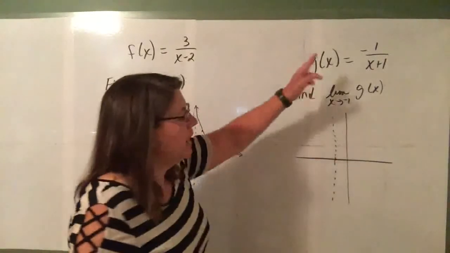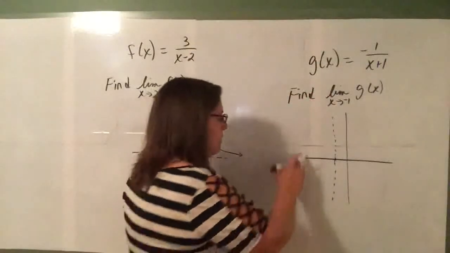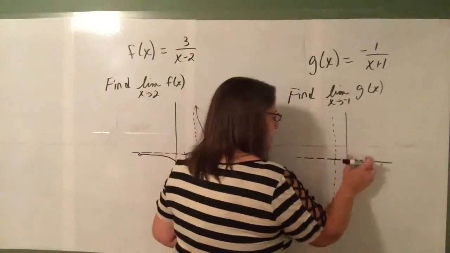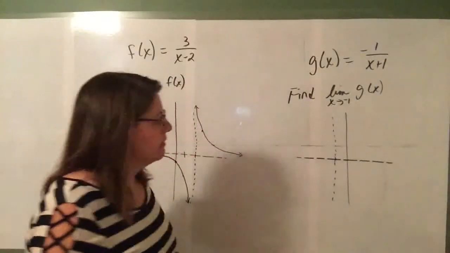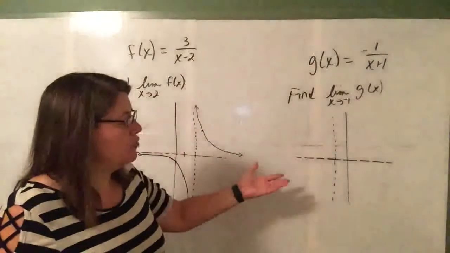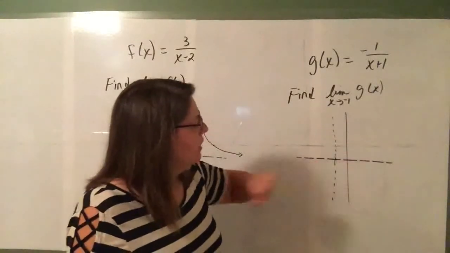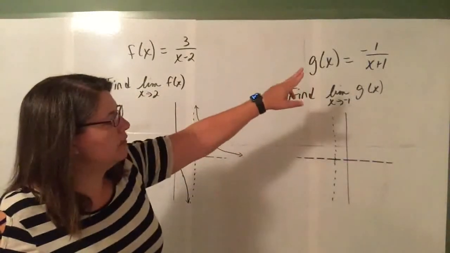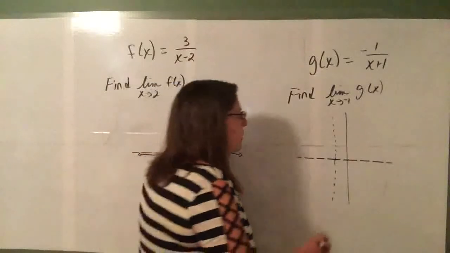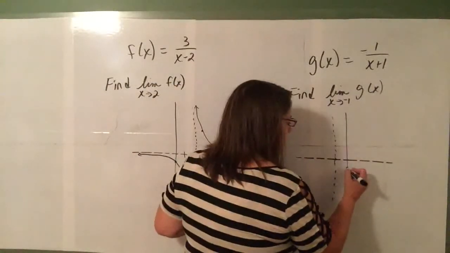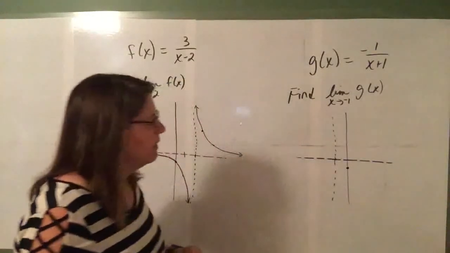Again, the degree of the top is less than the bottom, so I also know I have a horizontal asymptote at the x-axis. And then, again, I'm just going to plug in some numbers. So I'll do the right-hand side first this time. If I plug in 0, I end up with -1 over 1. So at 0, I have -1. I'll just say that it's about right there.